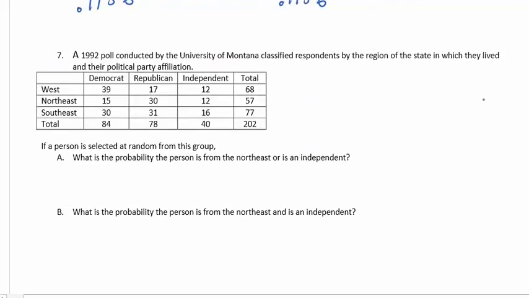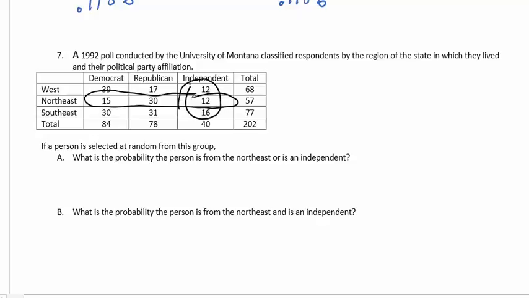All right, number 7, polls conducted at University of Montana classified respondents by the region of the state in which they lived and their political party affiliation. What's the probability that a person is from the Northeast or an independent? Okay, so Northeast, looking at that row of numbers. Now specifically, not the 57, that's the total amount, but I'm looking at those numbers right there for Northeast. And independent, I'm looking at those numbers.